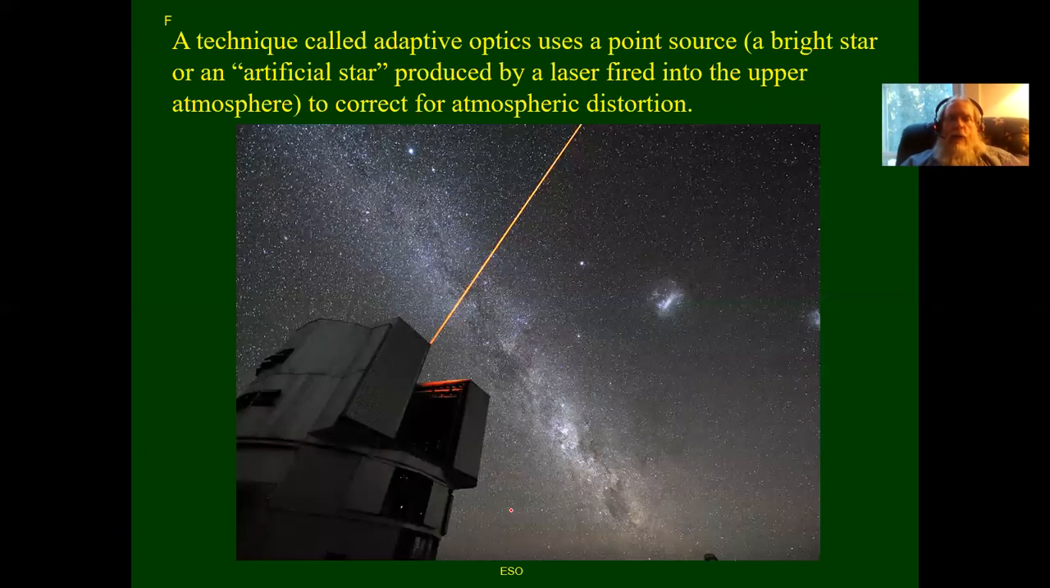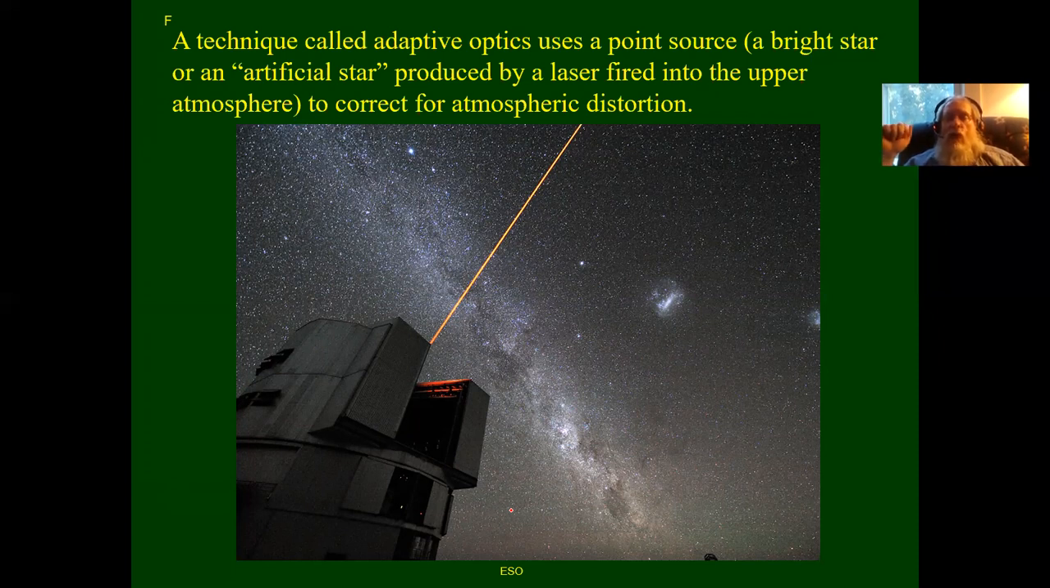Now, I should also point out, I almost forgot this. In the last 2 to 3 decades, we've come up with these techniques we call adaptive optics, where we can largely correct for the effects of atmospheric distortion. To do that, we need a fairly bright point source of light in the sky close to our target. And occasionally there will be a bright enough star to do that, which is great, but usually there's not.